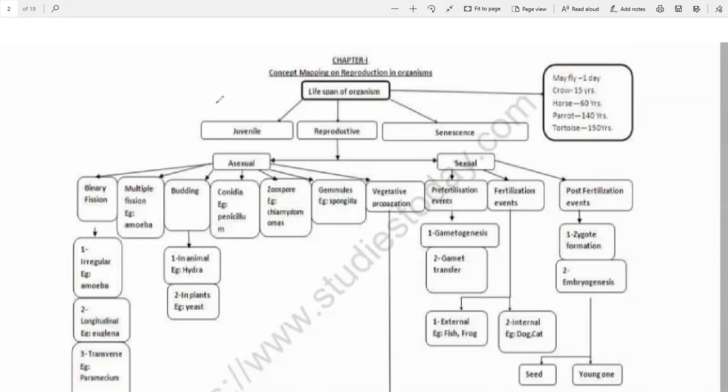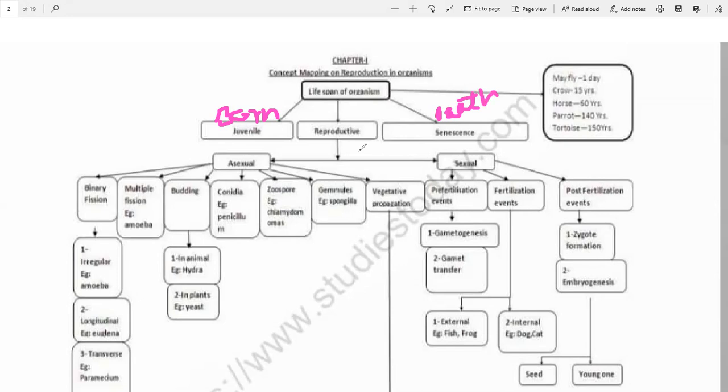In simple terms, juvenile is the born phase or the starting phase of life, whereas senescence is the death phase, and reproductive phase is the youth or young phase. This is the death phase. The reproductive phase, as we know, reproduction is of two types, asexual and sexual.